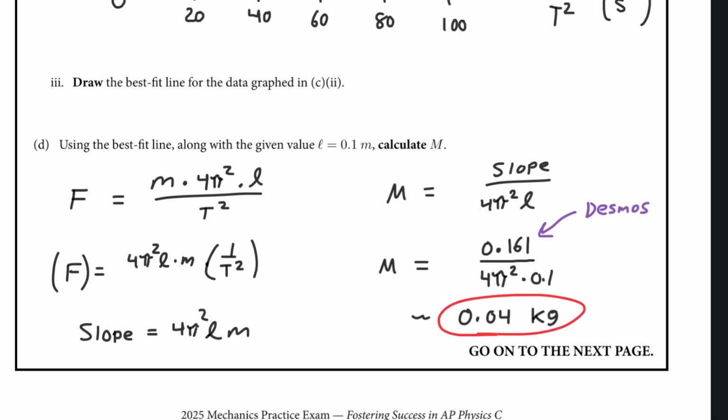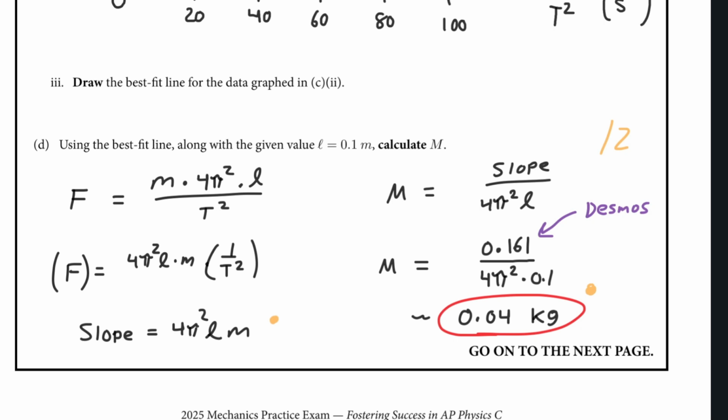So now for the points, you get 1 point for correctly relating the slope to the equation F equals 4 pi squared ml over t squared. Pretty hard if you didn't get that equation to get either point. And then you got your second point for an approximately correct value of 0.04 kilograms. So there's that point.